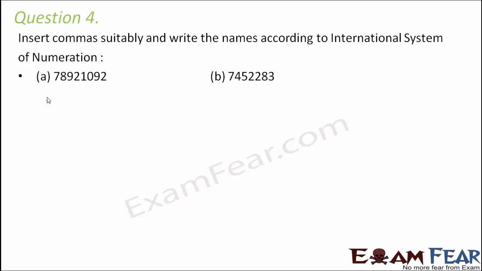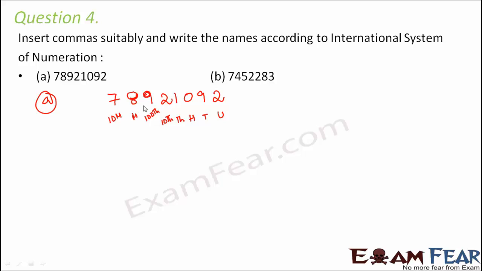So let's get started with the first one. It is 7, 8, 9, 2, 1, 0, 9, 2. So this is units, tens, hundreds, thousands, 10,000s, 100,000s, millions, 10 millions. Right? Because we are following the international system now.